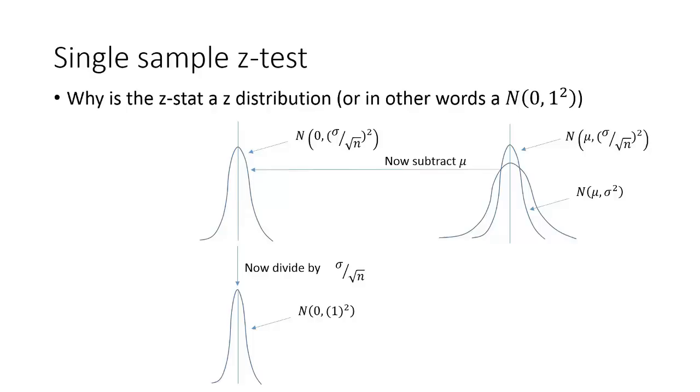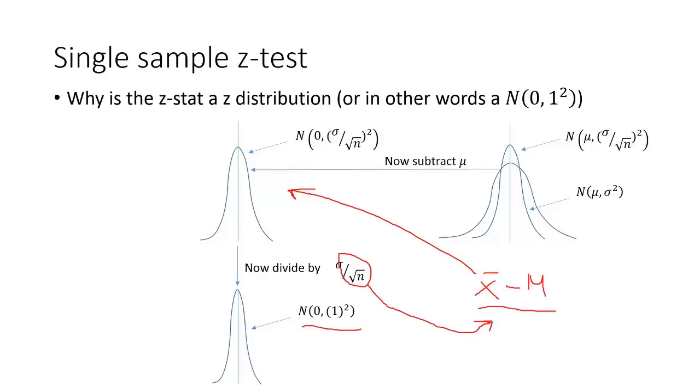On the first step, we took x bar and then subtracted mu from it. That's where we got this value. And now after dividing by this number, sigma by square root of n, you get your normal distribution with mean 0 and standard deviation 1, which is what we said was the z distribution. Okay, got it.